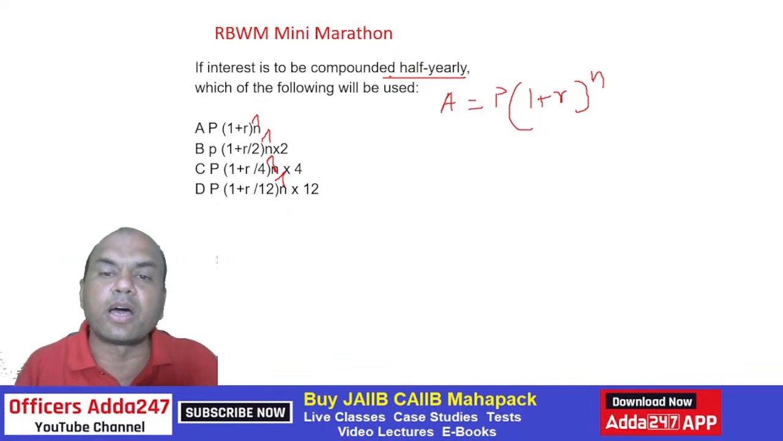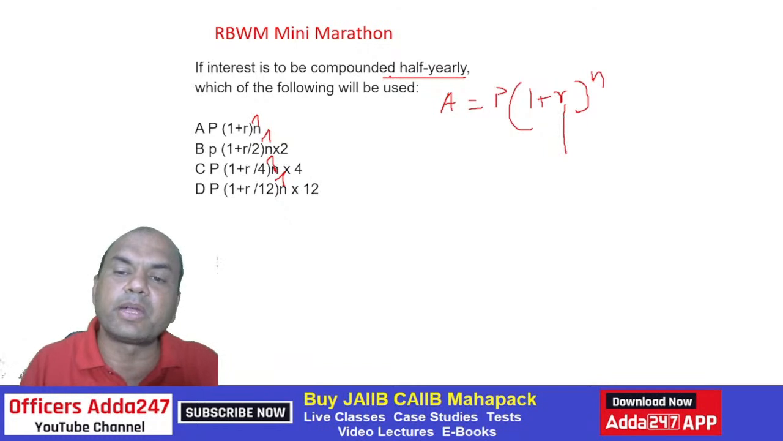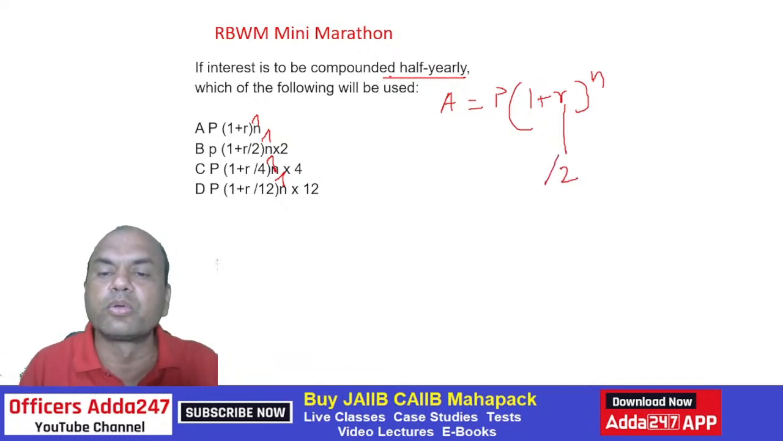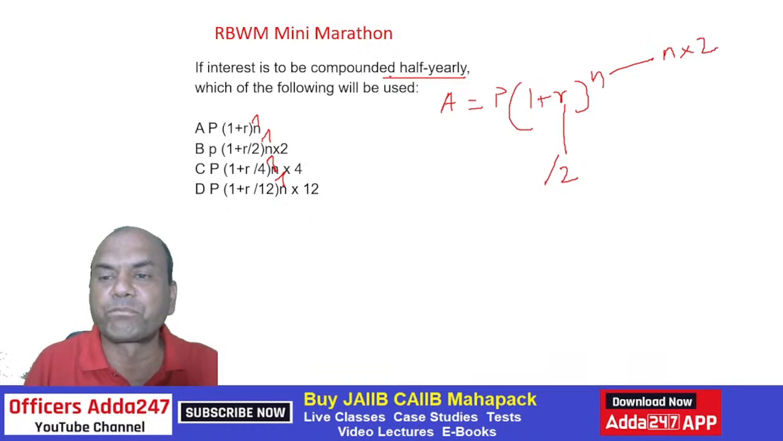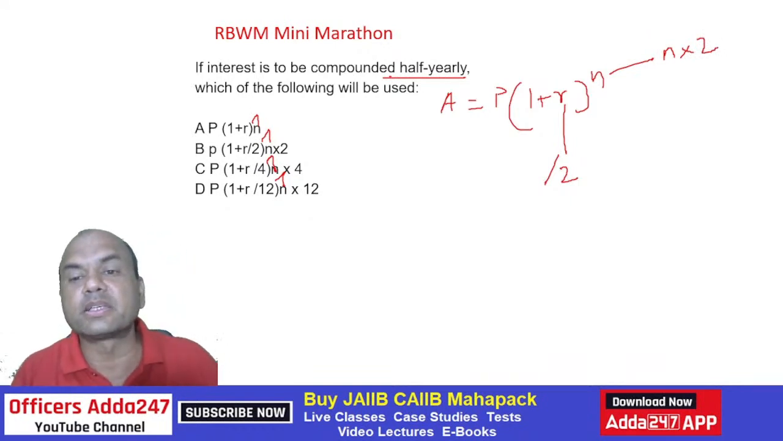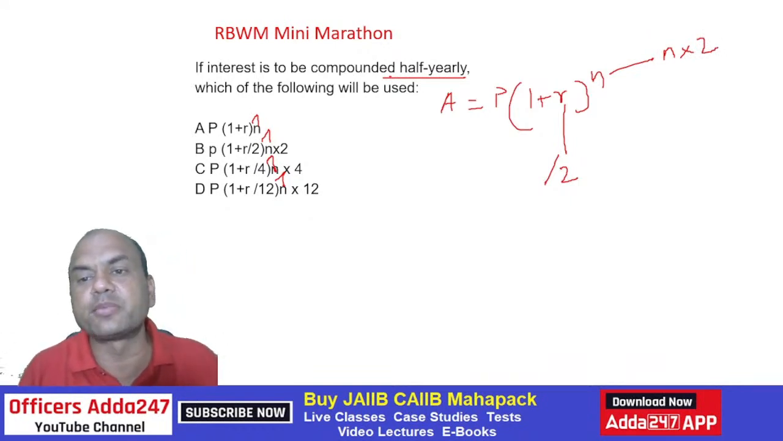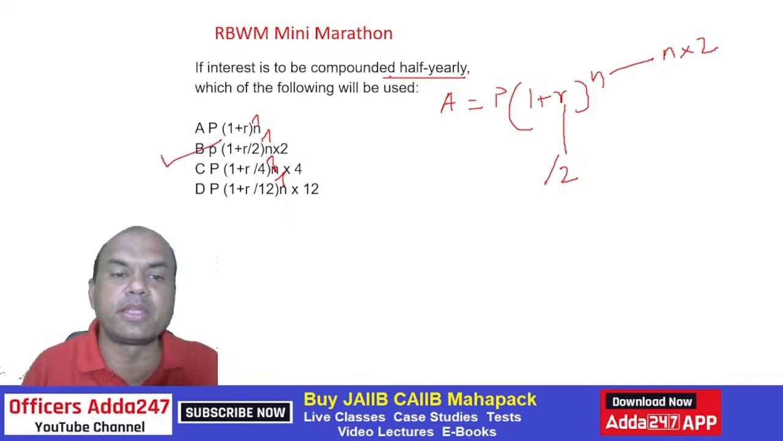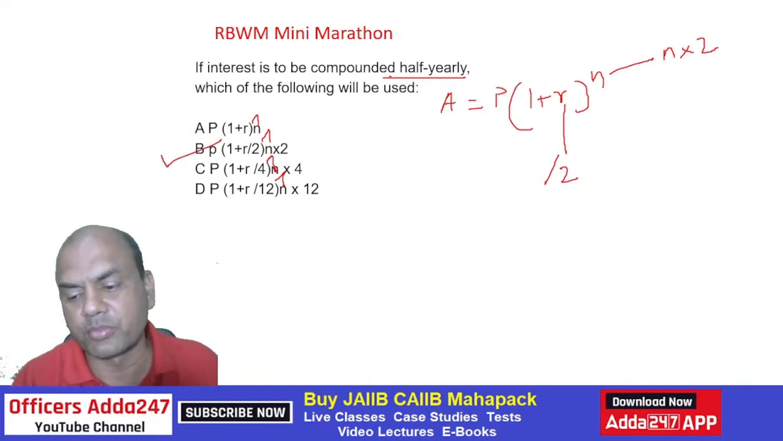So if I do it half yearly, then R will be divided by 2. And whatever number you divide R by, the same number you will multiply to n. So n will be n into 2. Right? So what will be the answer? R is divided by 2 and n is multiplied by 2. So the answer is this, B.